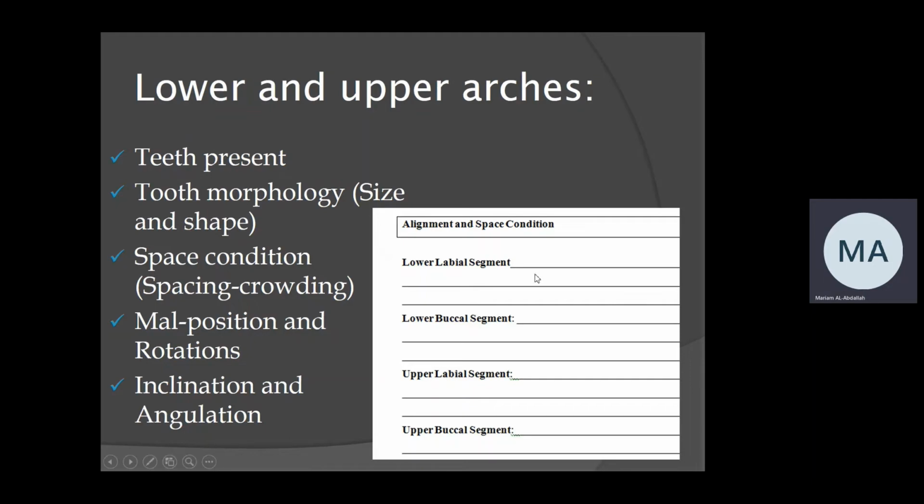Here you would talk about crowding, spacing. If it's mild, moderate, or severe, you will talk about abnormally positioned teeth in terms of if they were displaced buccally or lingually, if they were rotated or abnormally tipped, or of abnormal angulation, inclination. Okay, so you go with the lower labial segment first, lower buccal segment right and left, upper labial segment, and then upper buccal segment right and left.